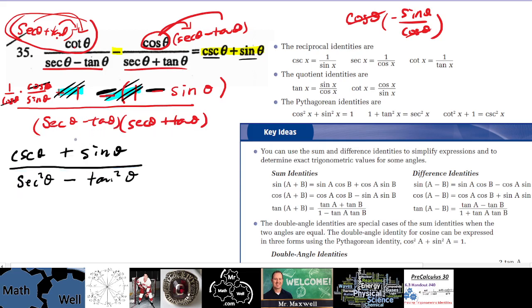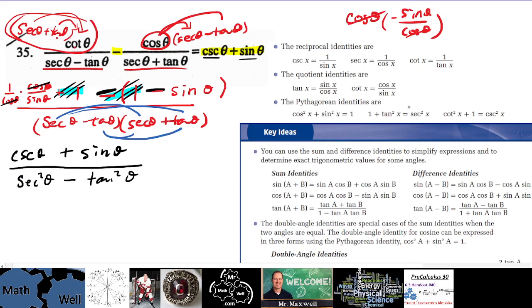Right, so you're good with what I just multiplied down there? Everybody? I did secant times secant. Then I did a plus secant tan and a minus secant tan. Those cancel each other out. And then negative tan times positive tan is minus tan squared. I multiplied it through all in kind of one step. I did the plus secant tan minus secant tan in my head. Okay, and I did secant squared minus tan squared.